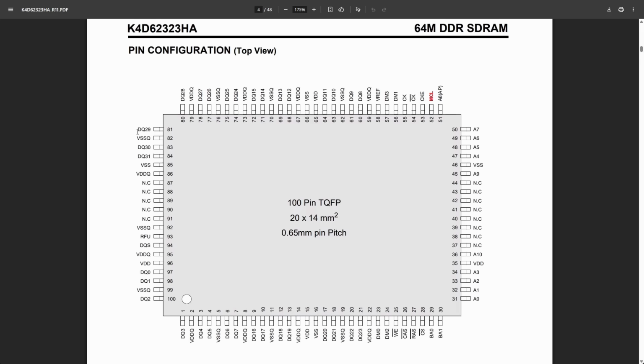So you see all these data pins here, 30, 31. I think we start at DQ0. So here we go. So we go all the way, and these are all distributed around the entire chip. So we have 32 data pins in total.